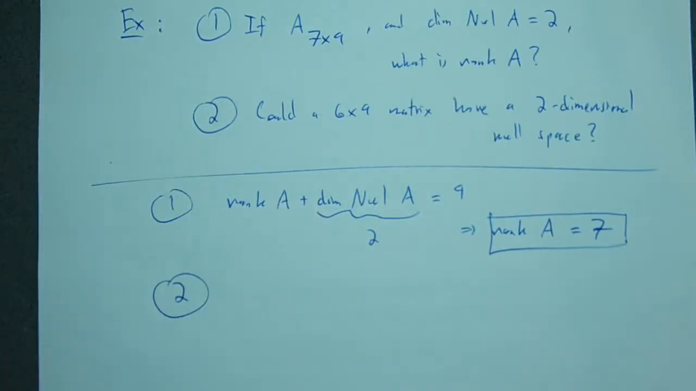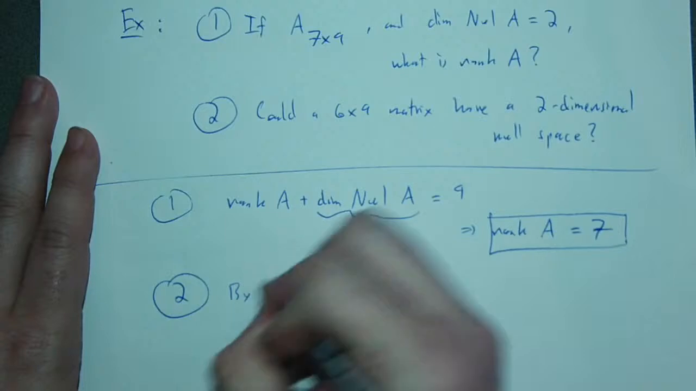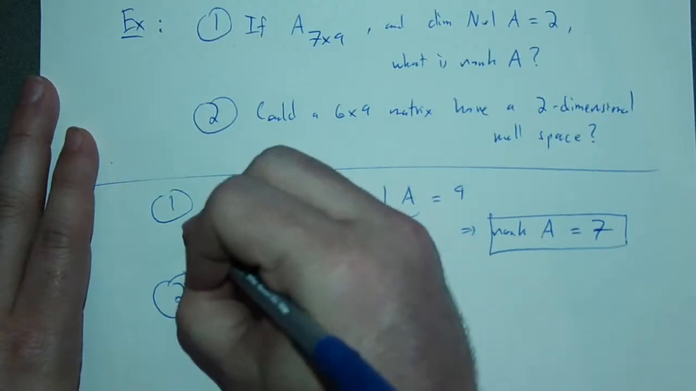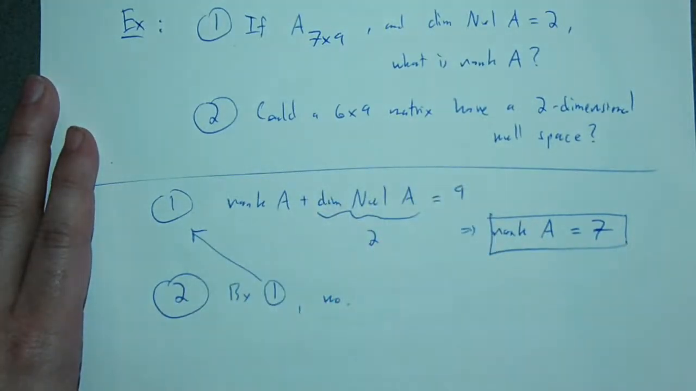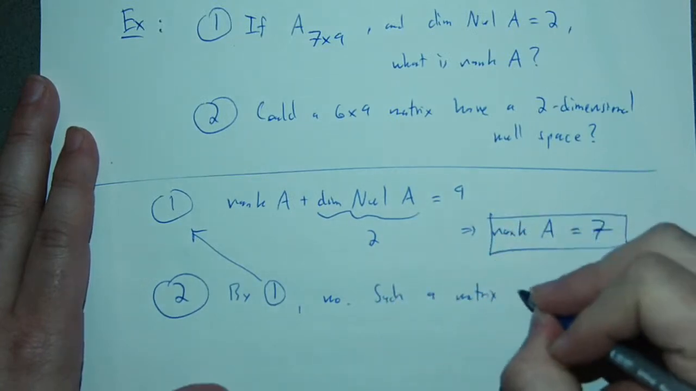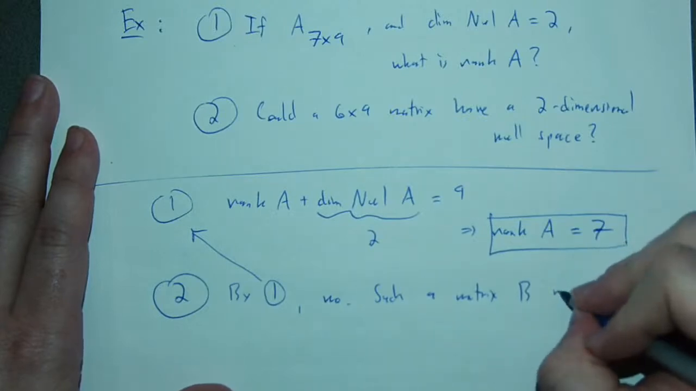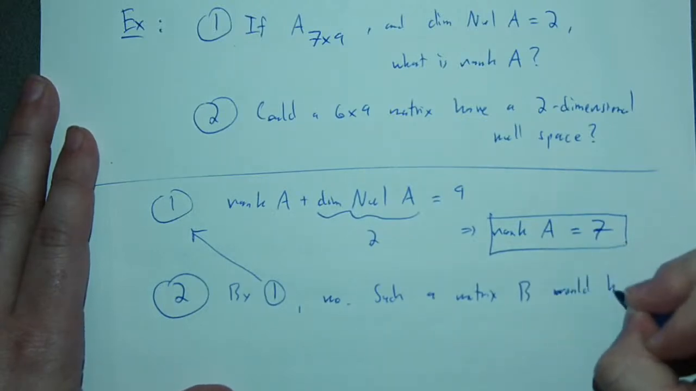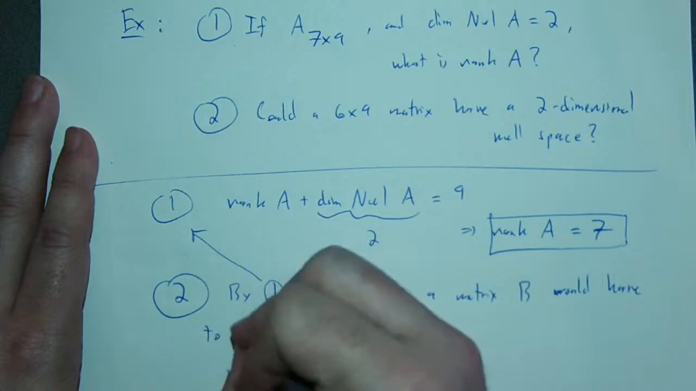Okay, so that's clear. How about number 2? Could a 6 by 9 matrix have a two-dimensional null space? No, because by the rank nullity theorem, having a two-dimensional null space means the rank has to be 7. All right, so by number 1, no. All right, such a matrix, say B, would have to have rank 7.